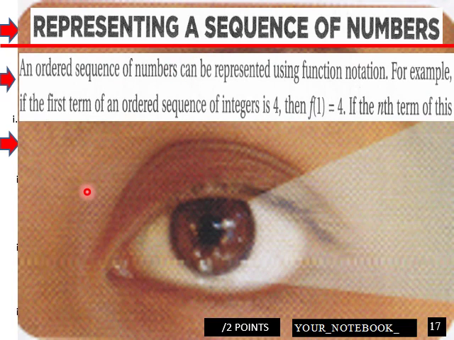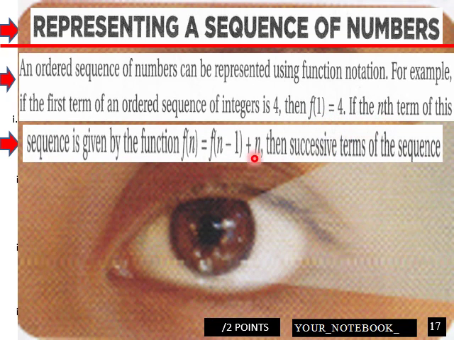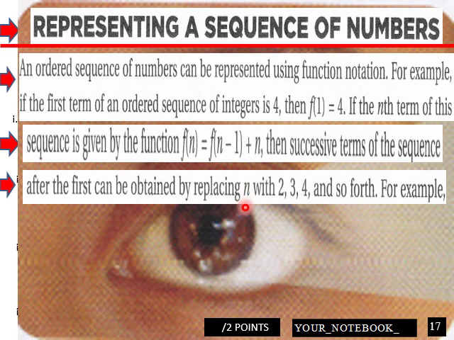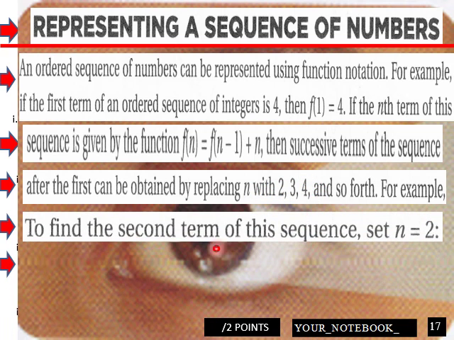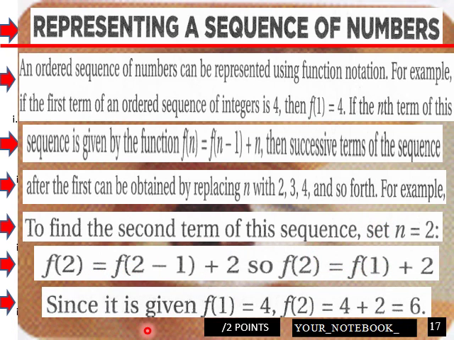Functions can represent a sequence of numbers. For example, if the first term of a sequence of integers is 4, then f of 1 equals 4. If the nth term of the sequence is given by the function f of n equals f of n minus 1 plus n, then successive terms can be obtained by replacing n with 2, 3, 4, and so forth. To find the second term, set n equals 2. Since f of 1 equals 4, f of 2 would be 4 plus 2, which equals 6.